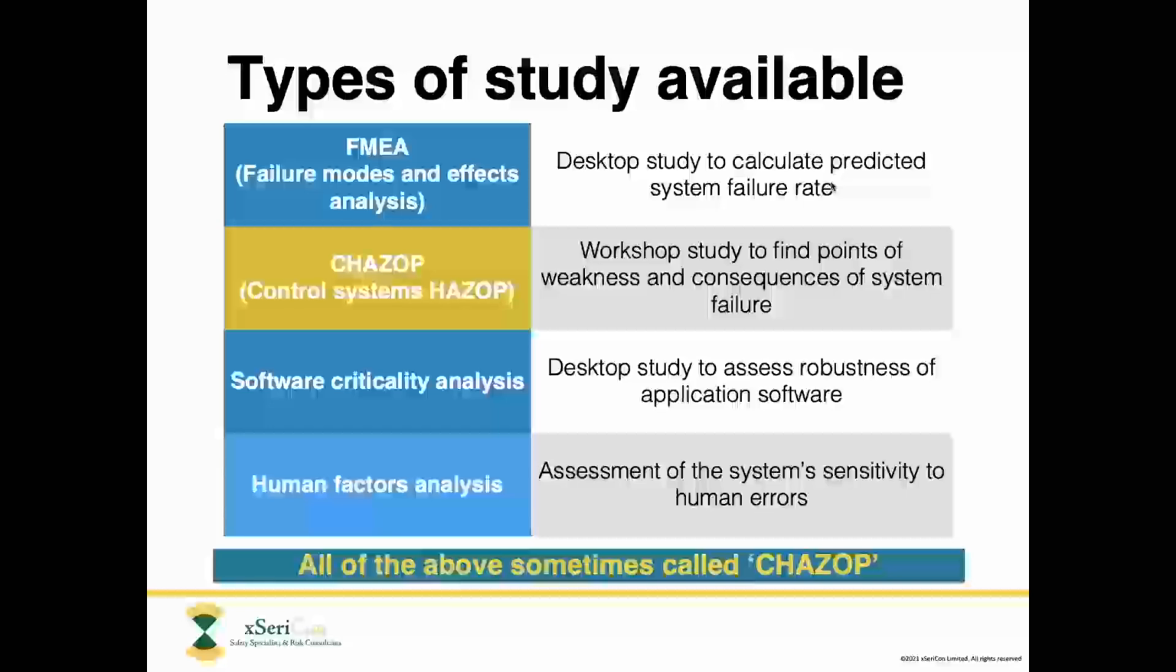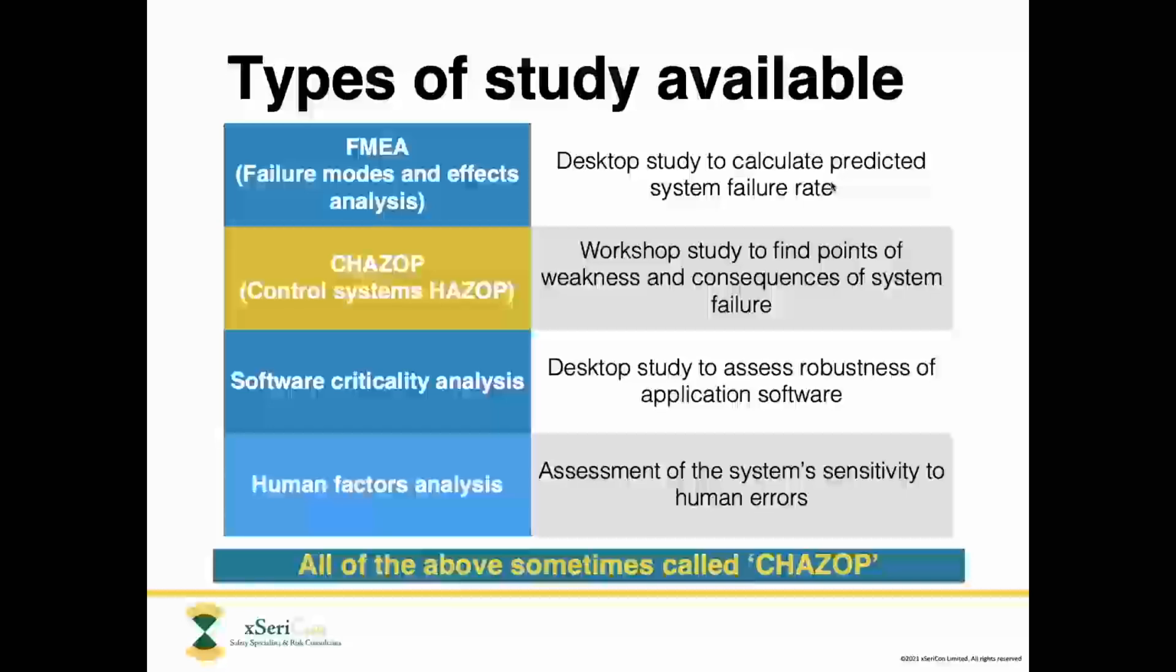However, for this talk today, I'm going to focus on the second one, the one marked with an orange box, which is the one that I would personally consider to be CHAZOP, and the others I would give different kinds of name to. But let me run through them briefly just to try to clarify what these types of studies actually are and what we can use them for.